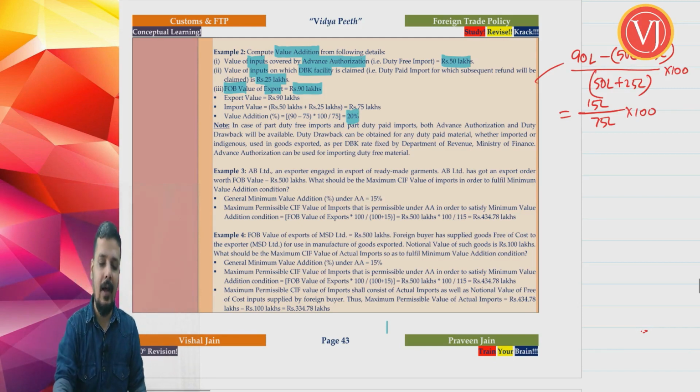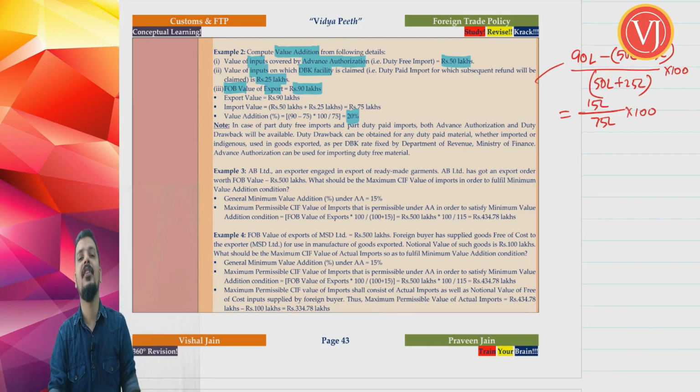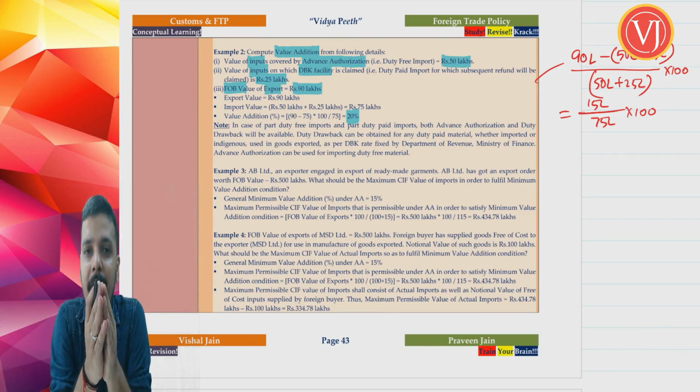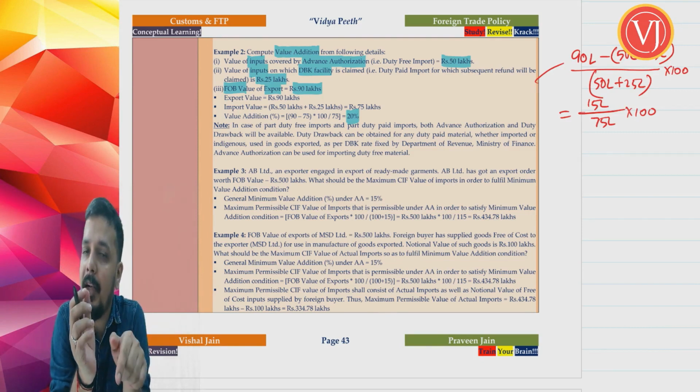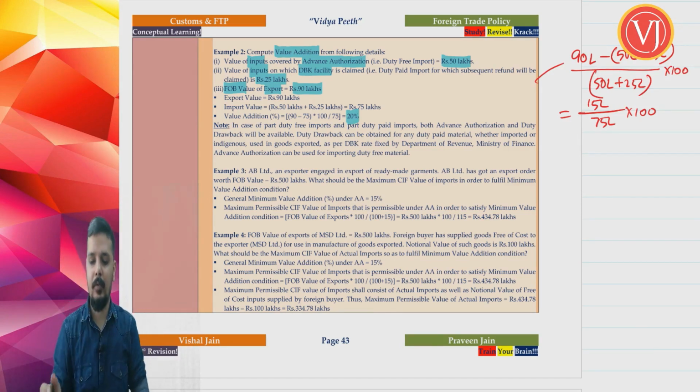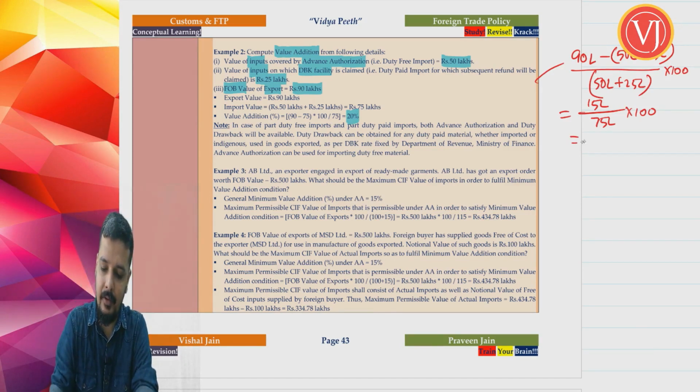If you use your calculator, it will give you 20%, and you have to tell that you have achieved your export obligation. And friends, this export obligation should be achieved within how much time? 18 months from the date of issuance of advance authorization. And import should have been done within 12 months from the date of issuance of advance authorization. So this is equal to 20% and you have achieved your export obligation.